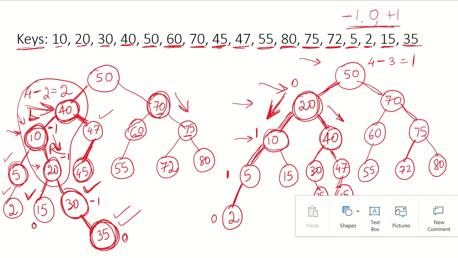So this is how you take care of the rotations as and when the insertions are happening with the new data values.